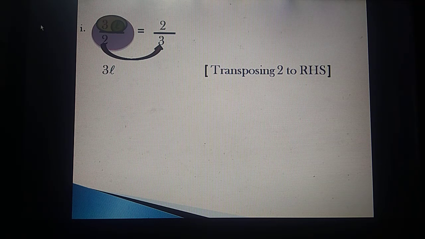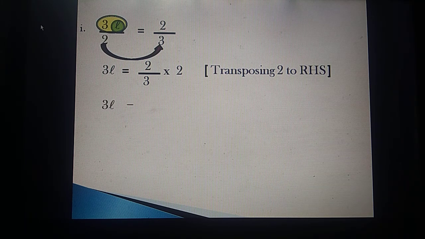Now one more thing. Right now it's in the denominator. After transposing, it will come in the numerator. So you will write it as 2 by 3 and you are supposed to multiply by 2 in the numerator side. The denominator will change to numerator. Now when you will solve the right side, you will get 2 into 2, that is 4 by 3. While multiplying, make sure you are supposed to multiply numerator by numerator. Whole number you are supposed to multiply by the numerator and denominator will come as it is.